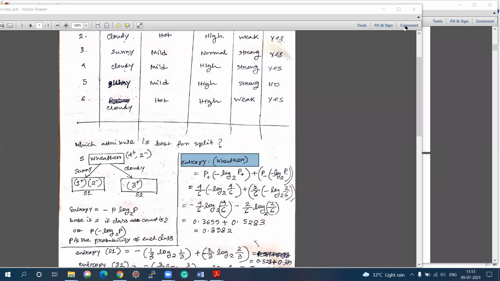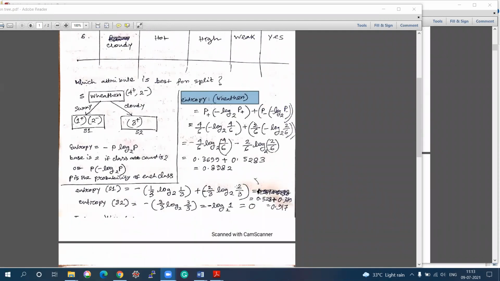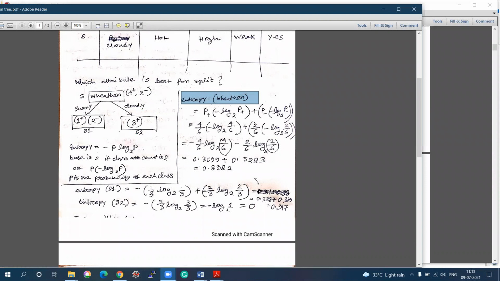तो यहाँ पे मैंने एंट्रोपी कैलकुलेट किया है। देन हमें S1 के लिए एंट्रोपी कैलकुलेट करना है। S1 का एंट्रोपी क्या होगा? In the same way we have to calculate entropy for positive class as well as negative class. Sunny weather के लिए हमें क्या दिखेगा? One positive class था और 2 negative class था.